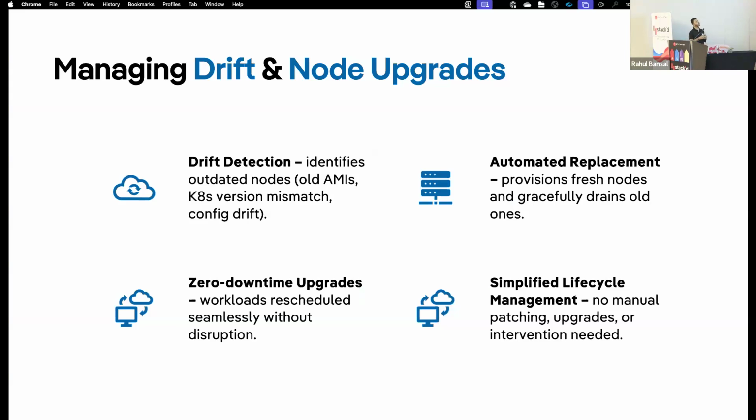If there are any changes, let's say you did a Kubernetes upgrade, so now all the nodes need to be upgraded. It detects and identifies if there are any outdated nodes, old AMIs, or Kubernetes versions. It automatically replaces them with fresh nodes, and it also takes care of graceful drains of the older nodes. It does all these things with zero-downtime upgrades, which simplifies lifecycle management with no manual intervention or patching needed.